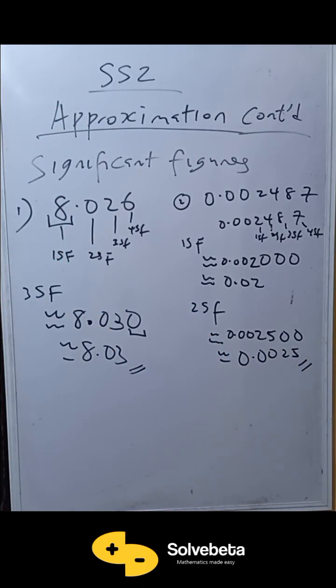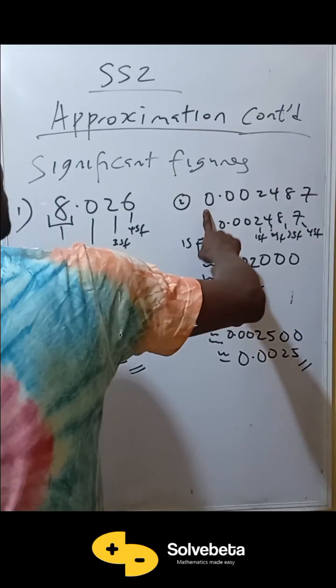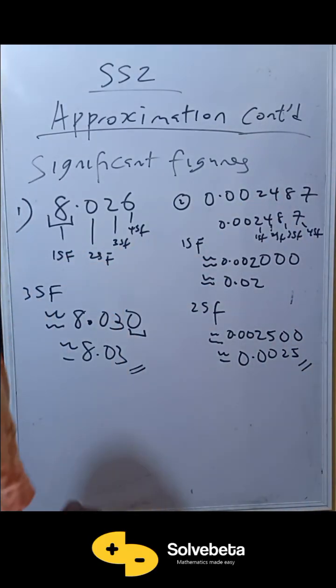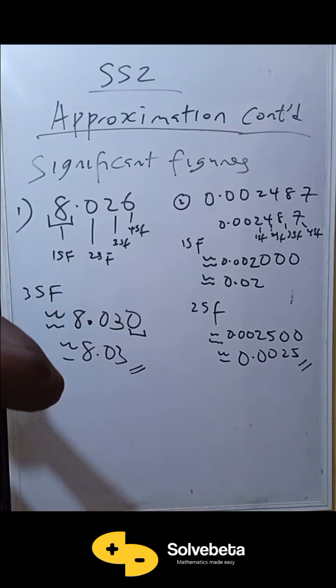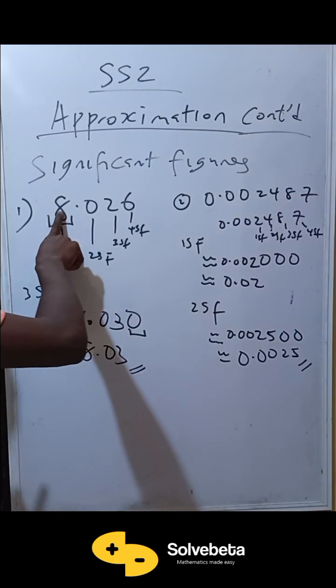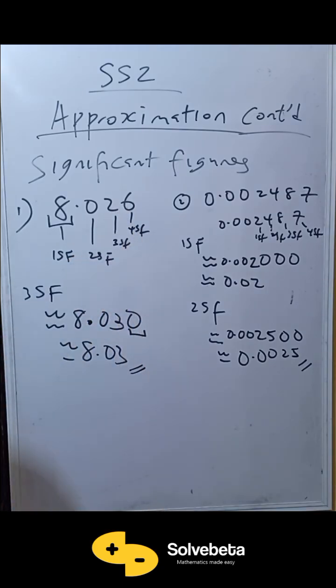That's the way to go about it, and so on and so forth. The key is to know that if you are dealing with decimals that are less than 1, the number before the decimal point is 0, and the first significant figure is the first number that is not 0, the first non-zero digit. While if you are dealing with numbers greater than 1, the first digit of the whole number part before the decimal point is the first significant figure, this is the second, this is the third, and this is the fourth, no matter if there are zeros after it.